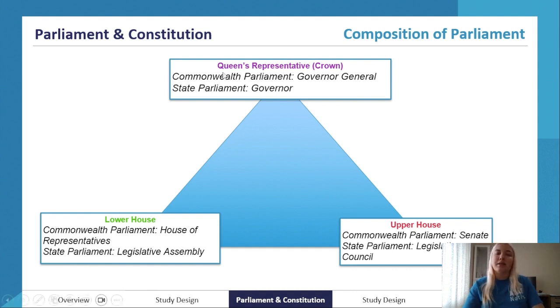So the Queen's representative, or the Crown, at Commonwealth Parliament level is the Governor General, and at state parliament level, this is the governor. So don't confuse these terms; they are very similar. Okay, so this is just things that you'll have to remember.